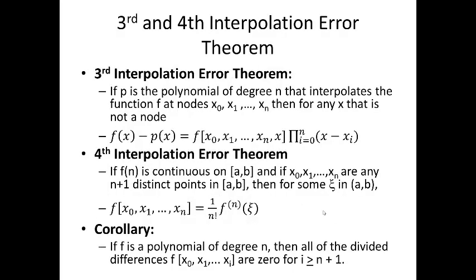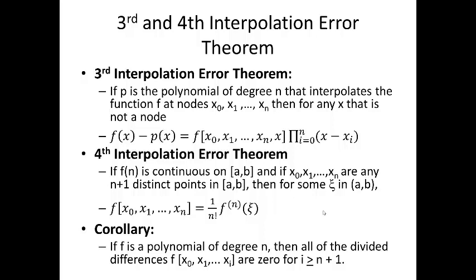The error expression in the polynomial interpolant can be given in terms of divided differences, and that's what the third interpolation error theorem says. If p is a polynomial of degree n that interpolates the function f at nodes x0, x1 through xn, then for any x that is not a node, f of x minus p of x is equal to the divided difference times the product of x minus x sub i.